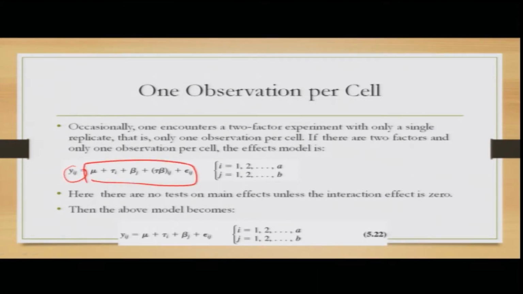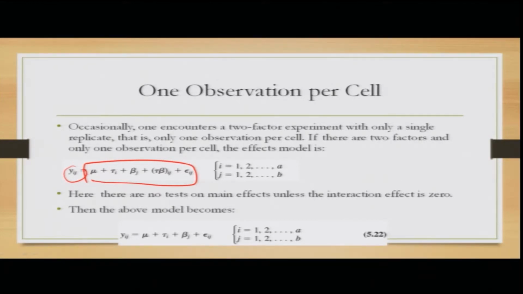The equation remains the same, which is mu, the overall average, plus tau i, which is the effect happening for only the rows, which is factor A, plus beta j, which is the effect corresponding to the factor B, along the columns, and tau beta suffix i j is basically the combination of the combined factors A and B. And obviously, epsilon i j would be there, not epsilon i j k, because k is basically not varying. Here there are no tests on main effects unless the interaction effect is 0.